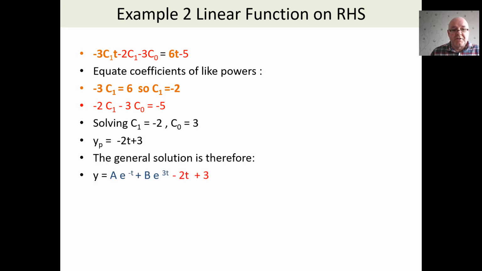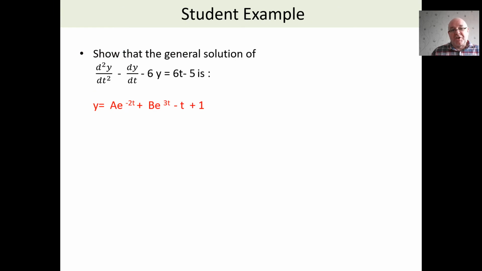So the general solution, again it's general because it's got a and b in it, is your complementary function, ae to the negative t plus be to the 3t, and your particular integral, negative 2t plus 3. That's it. I want you to try that. That's an example. Again, you don't have to try it right now. I'm just talking you through this slideshow. You can try this at your leisure. All these slides are up on My City, and you can go through them at your leisure.